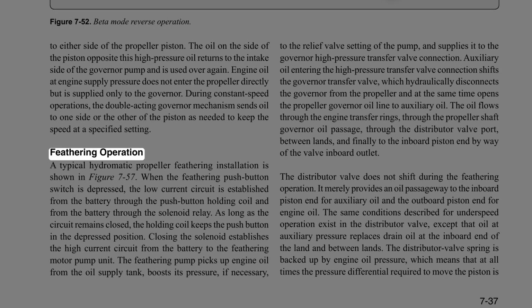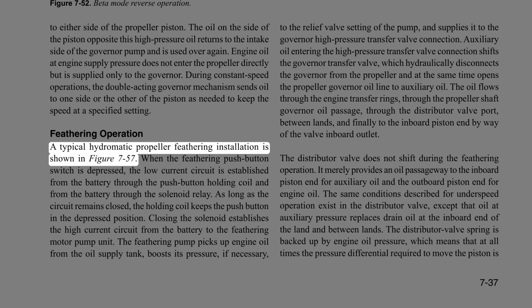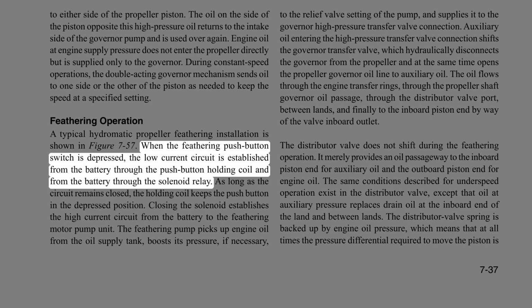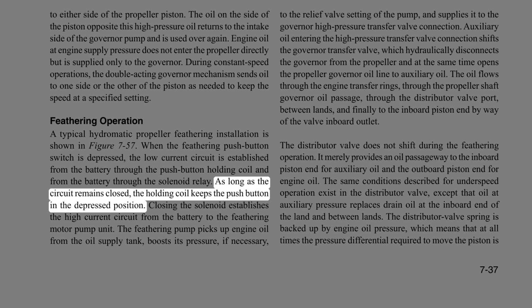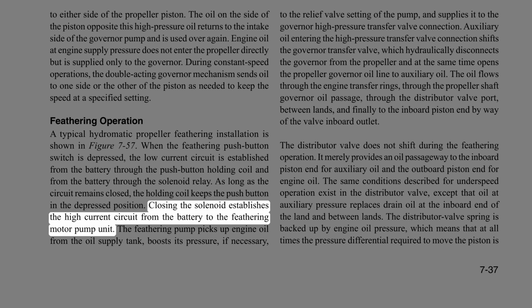Feathering operation. A typical hydromatic propeller feathering installation is shown in Figure 7-57. When the feathering push-button switch is depressed, the low-current circuit is established from the battery through the push-button holding coil and from the battery through the solenoid relay. As long as the circuit remains closed, the holding coil keeps the push-button in the depressed position. Closing the solenoid establishes the high-current circuit from the battery to the feathering motor pump unit.